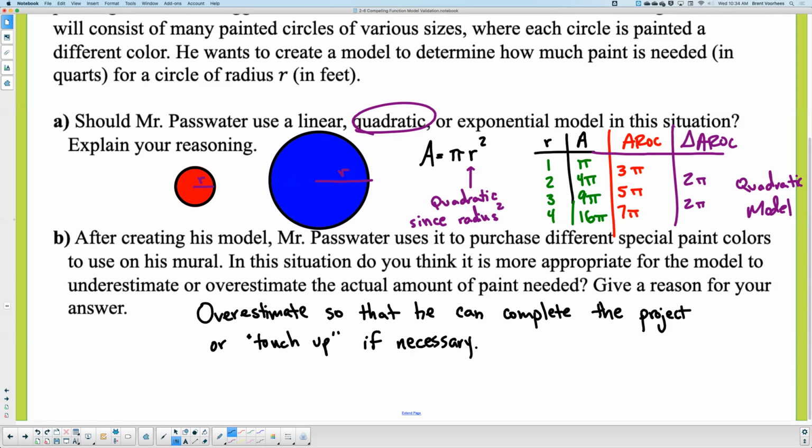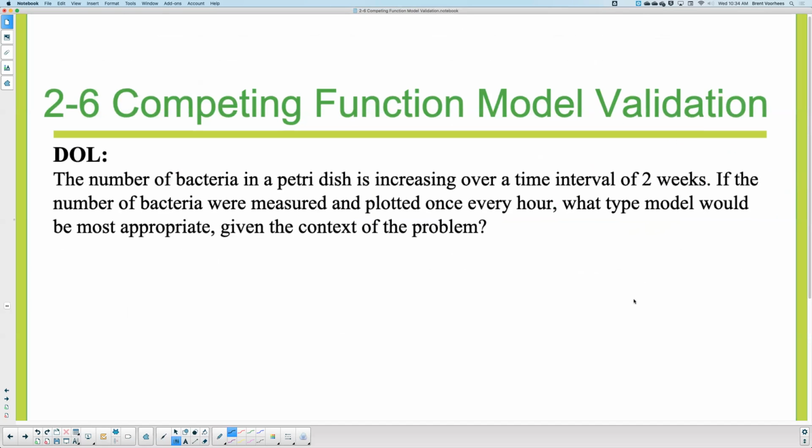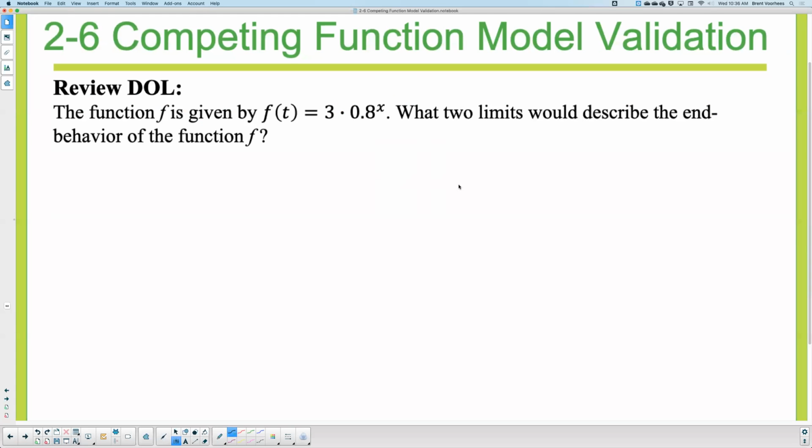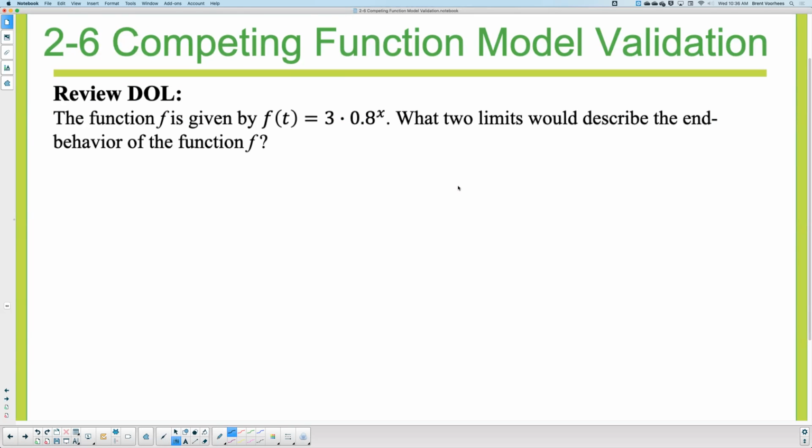All right. So we're overestimating the detail here. All right. So I have a DOL for you. I'll let you think on this one. And I have this last review question for you. Finish this up. I want you to think on this here to describe the end behavior. What does the end behavior mean? The limits, the end behavior would talk about not where the graph is, it's telling you where the graph is going.